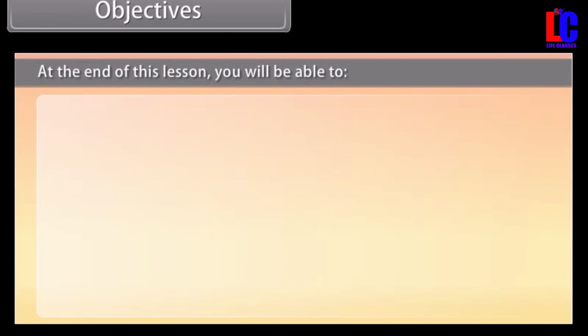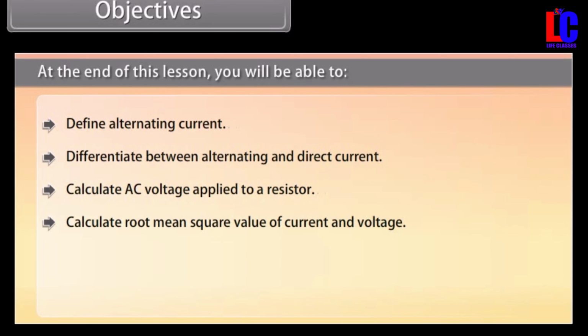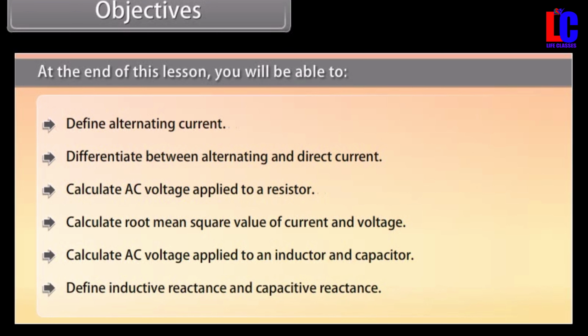Objectives. At the end of this lesson, you will be able to define alternating current, differentiate between alternating and direct current, calculate AC voltage applied to a resistor, calculate root mean square value of current and voltage, calculate AC voltage applied to an inductor and capacitor, define inductive reactance and capacitive reactance.